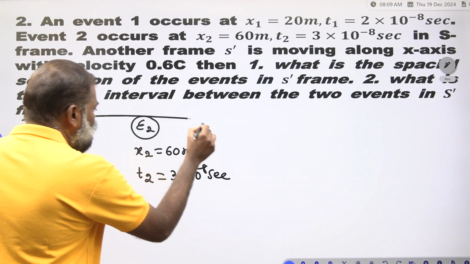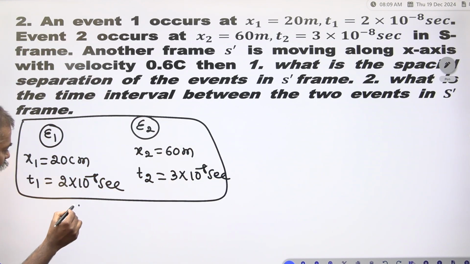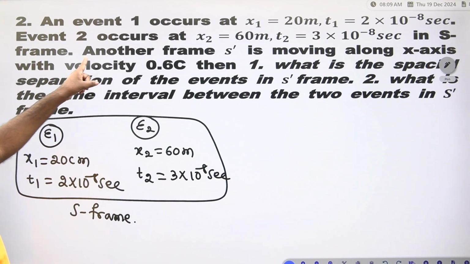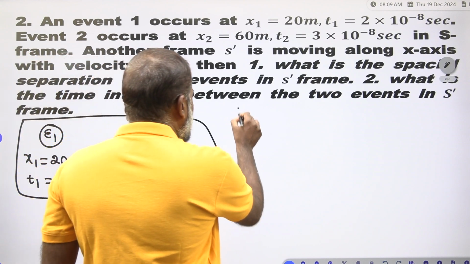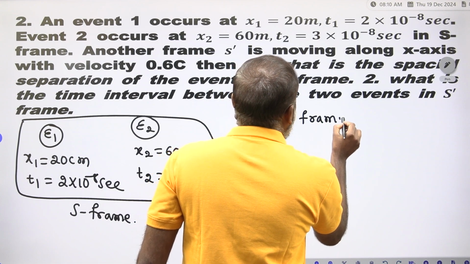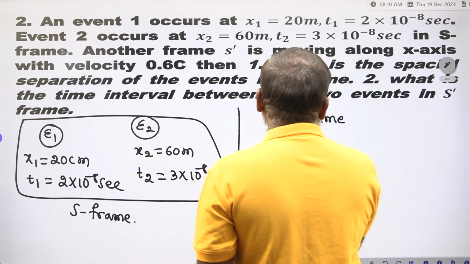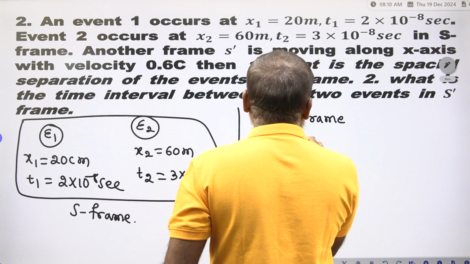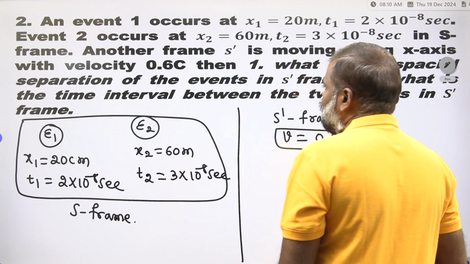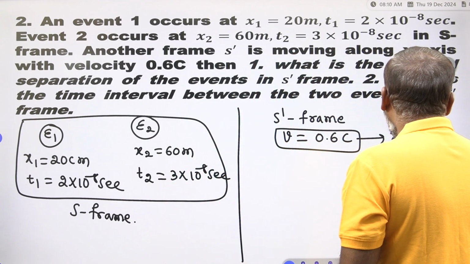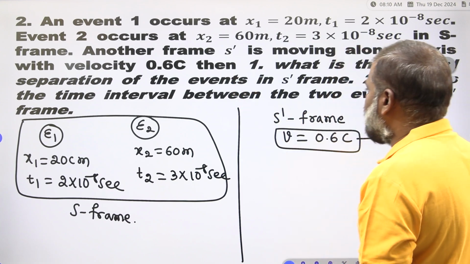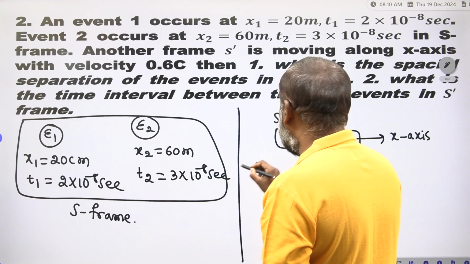In which frame? These things are occurring in S frame. In another frame, the S dash frame, is moving along the x axis with velocity v is equal to 0.6 c. So S dash frame is moving with velocity 0.6 c along the x axis. So first, this is the data.